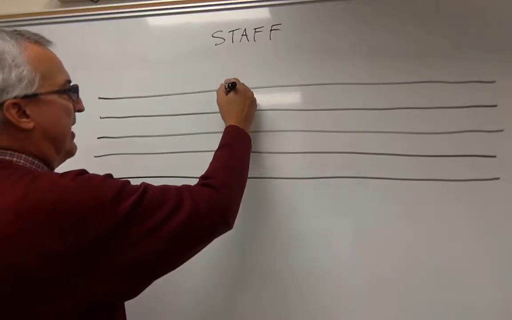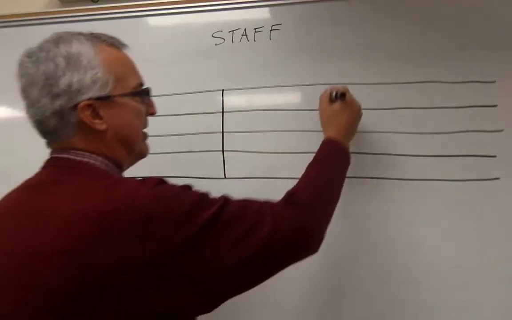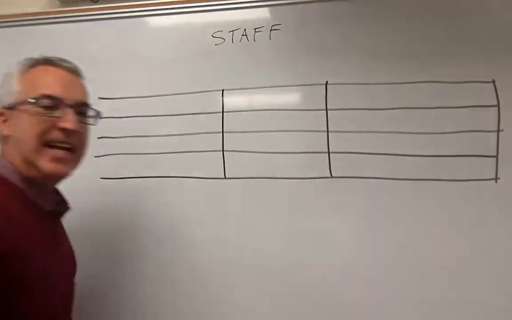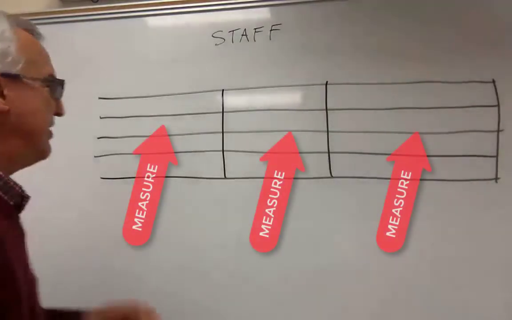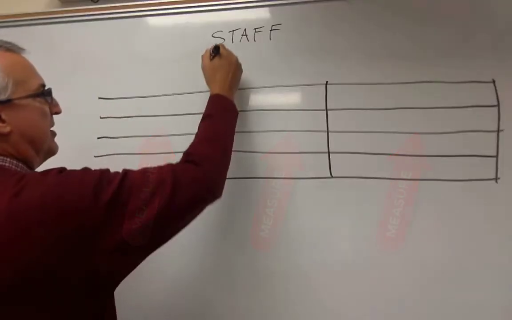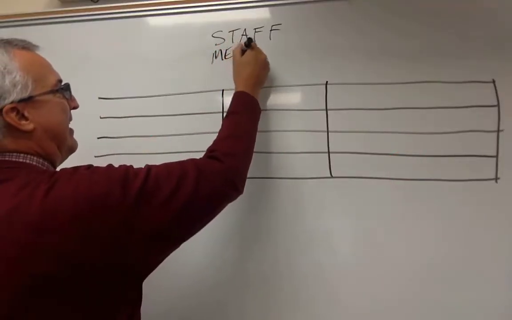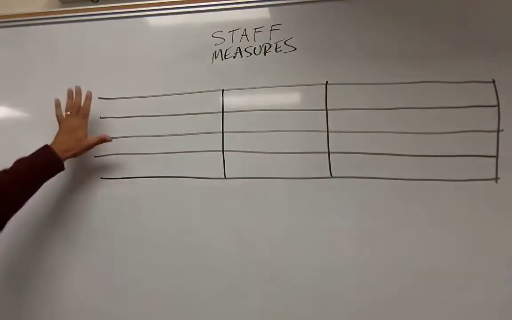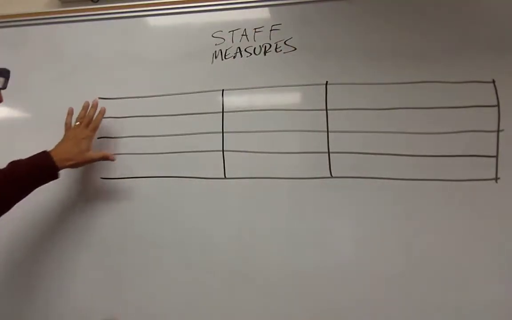So right now I'm dividing my staff into 3 sections. And a section of music is called a measure. So this song is divided into 3 sections, 3 measures, M-E-A-S-U-R-E-S, 3 measures.